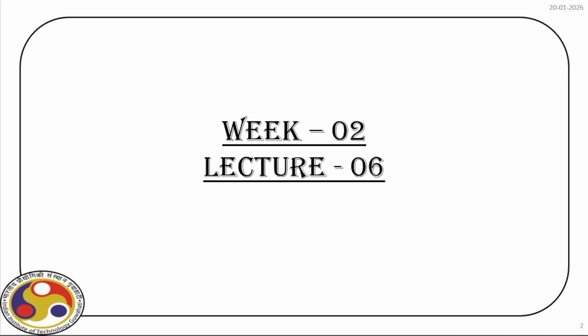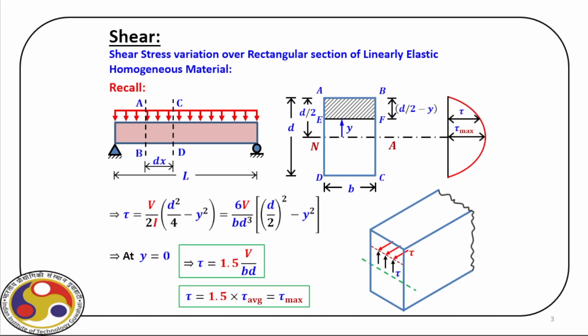So we have learned how to design against flexure, and if we have singly reinforced and doubly reinforced beams, we have learned how to calculate the moment of resistance. We have also learned how to deal with flange sections. Today our main aim of this discussion is to design against shear.